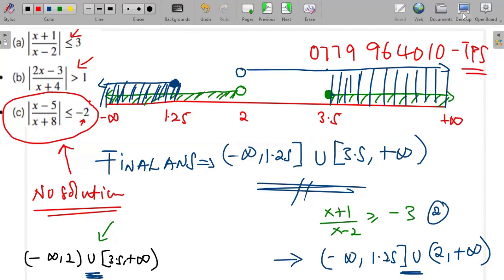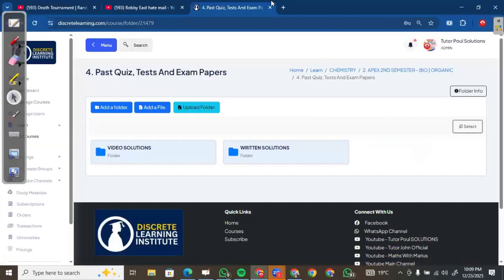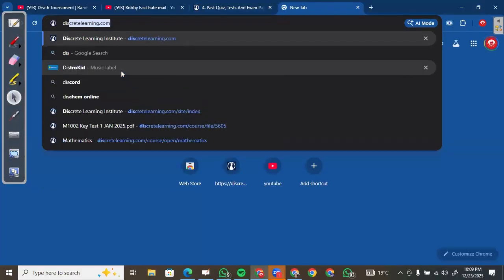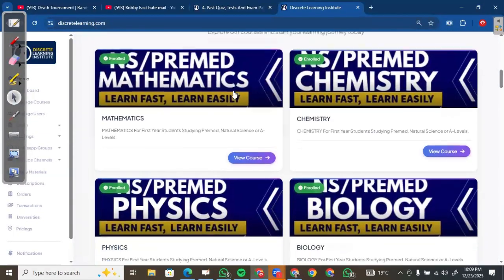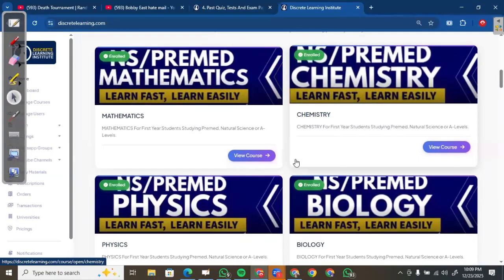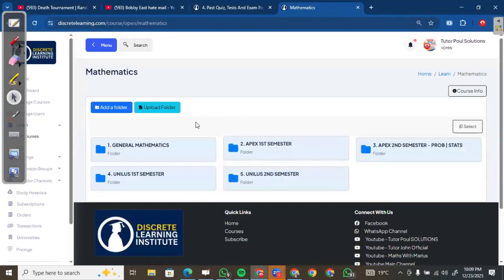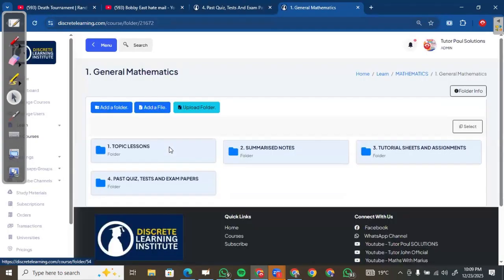All right, so maybe I should show you the website for those who do not know how to access it. If you want to go to the website, you just go to Chrome and type in discretelearning.com and then click open. It's going to open here. The courses that we offer are there, depending on whatever course you've registered for. So if it's math, you open math, and then you go in the folder written general mathematics. In the general mathematics folder, you're going to find topic lessons, summarized handwritten notes, tutorial sheet and assignment solutions, and past quiz, test, and exam paper solutions.